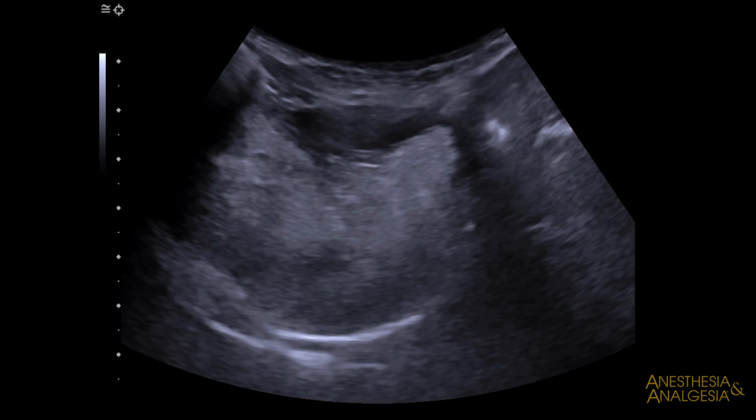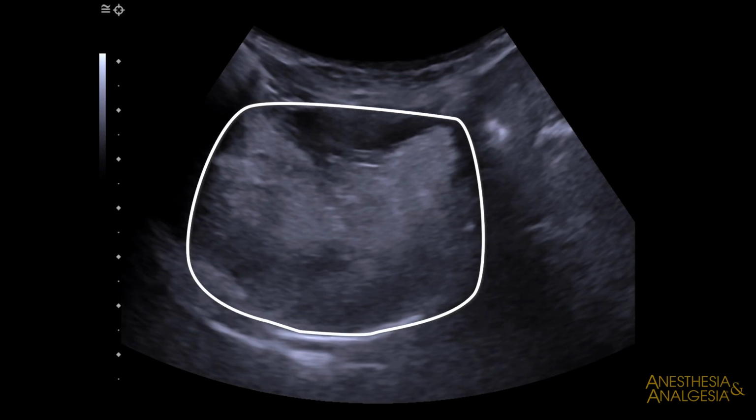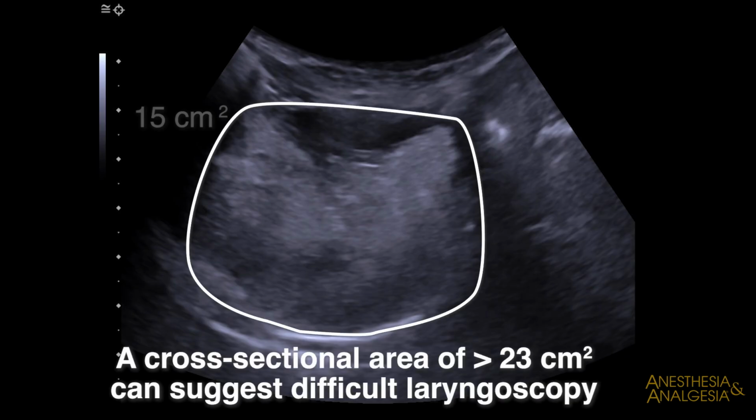Obtain a centered image of the tongue on the screen and freeze the image. Trace the outer border of the tongue. A cross-sectional area of greater than roughly 23 centimeters squared can suggest difficult laryngoscopy.